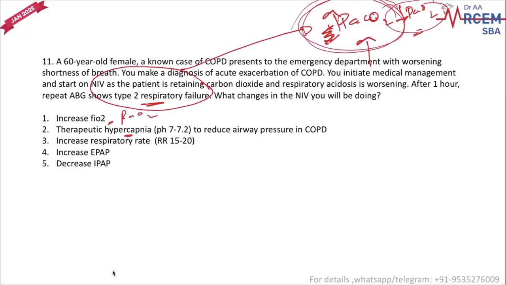Therapeutic hypercapnia, you don't use therapeutic hypercapnia in any condition for that matter. Increasing respiratory rate between 15 to 20, yes, that is the right answer. Increasing EPAP, no. You have to keep the EPAP constant. Decreasing the IPAP, no, you need to increase the IPAP. So the right answer here is the third one. This one is wrong because increasing EPAP will increase the PaO2 values, not decrease the PaCO2 values. We need to keep this constant.